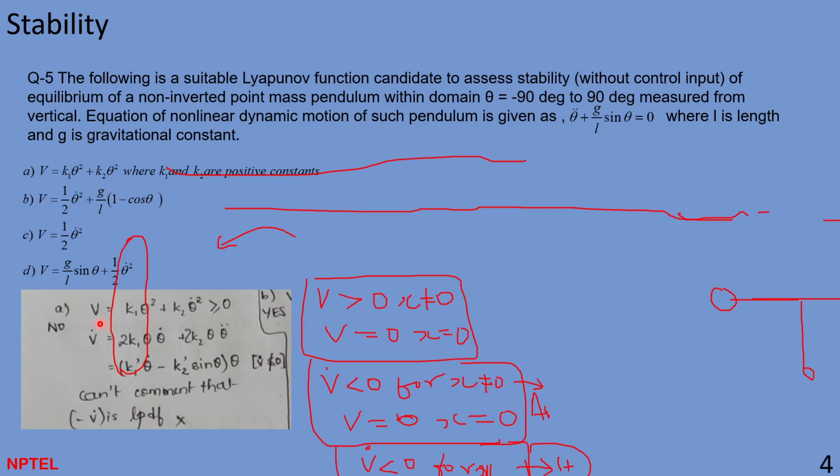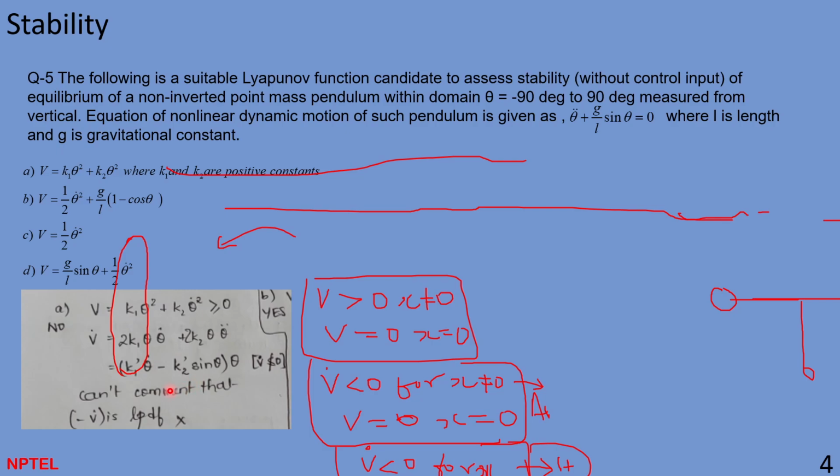Then we need to check if it is stable or not. For that, we need to differentiate. If you differentiate it, it will be 2k1 theta theta dot plus 2k2 theta dot theta double dot. For theta double dot, you can use this equation, minus g by L sine theta. They have converted this k2 to some k2 dash, and this is what you get. You need to see if it is less than 0 or not. If it is not, then it is not stable, or it is unstable.